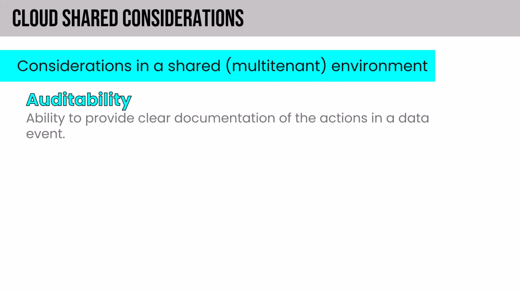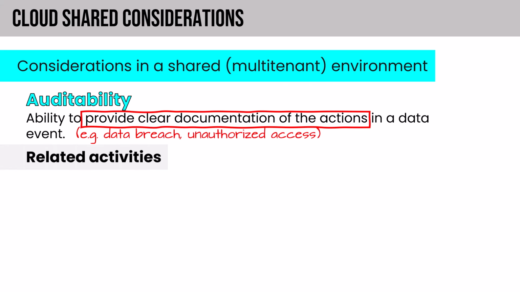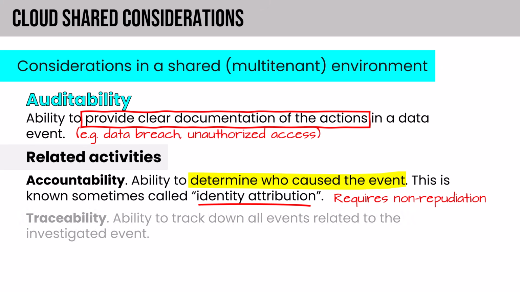Next up, auditability, the ability to provide clear documentation of the actions in a data event, like a data breach or unauthorized access. And there are a couple of related activities that we need to ensure are in place in order for auditability to be true. The first is accountability, the ability to determine who caused the event. This is known sometimes as identity attribution. This requires non-repudiation, so we must have unique accounts for end users, for example, to ensure that we can pin that event back to a specific individual. And then there's traceability, the ability to track down all events related to an investigated event.